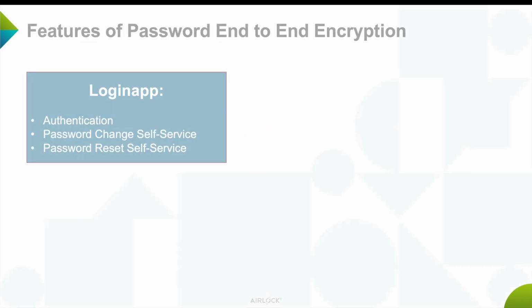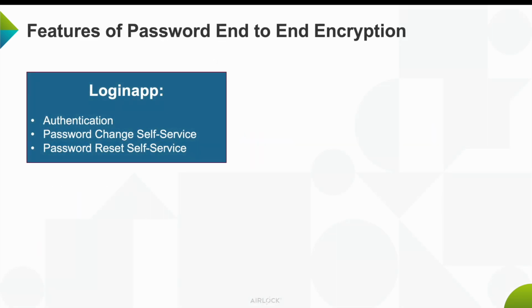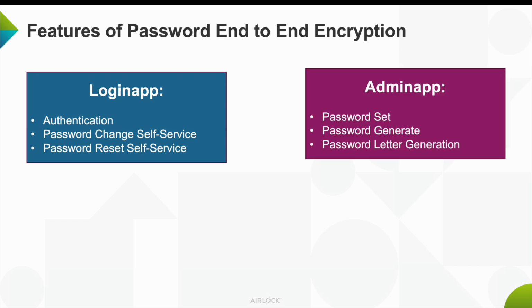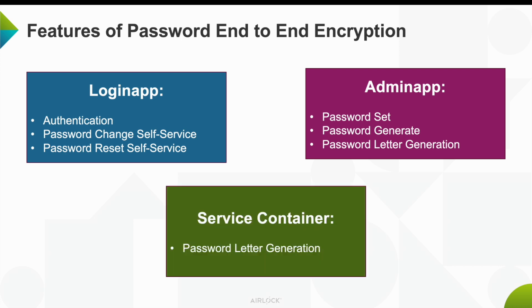How can you use that in the product? Well, in the login app, you can use end-to-end encryption during authentication. You can also use it during password change self-service or password reset self-service. In the admin app, when you set a password, you generate one or you generate a password letter, end-to-end encryption will work as well. And in the service container, when you do password letter generation in bulk, you also can use this feature. I think it's a very sensible thing to have, and with AWS KMS, it's also very easy to use in your deployment if you're on the Amazon Web Services cloud platform.